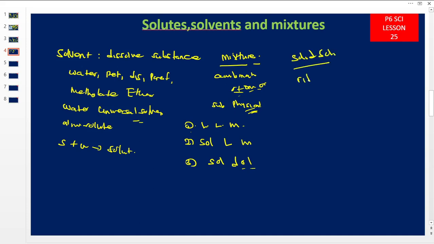Now let us start with the solid mixtures, for example rice plus stones. Rice is a solid, stone is a solid. Then we can also get rice plus rice husks, maize flour plus iron filings. All those are solid mixtures. But before looking at another class of mixtures, let us see how we separate these solid to solid mixtures.